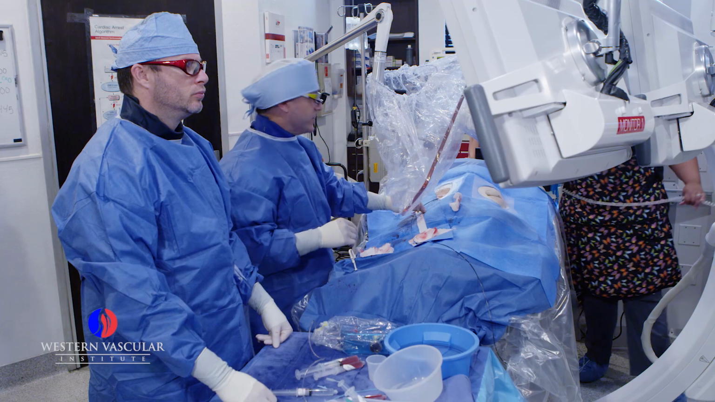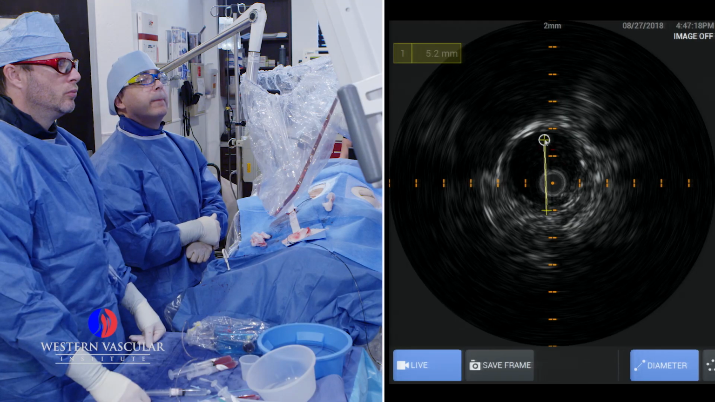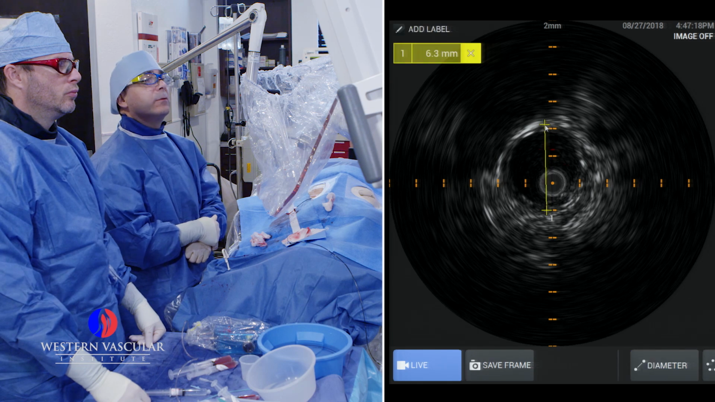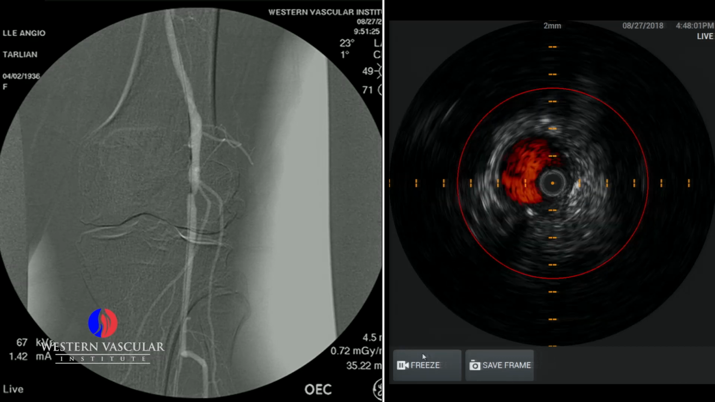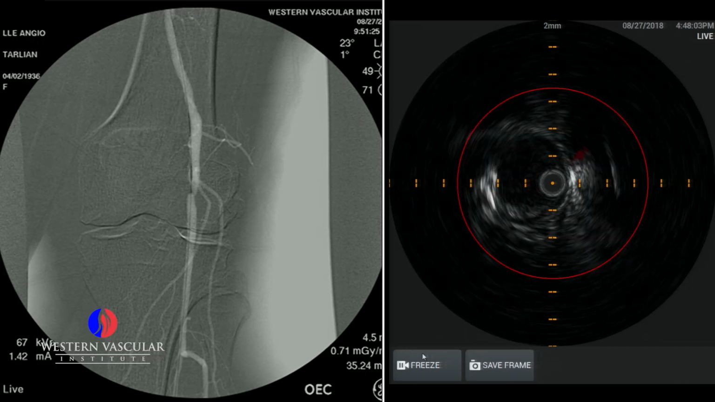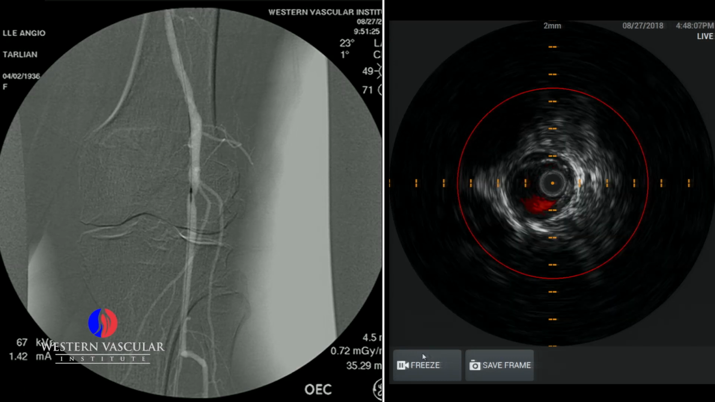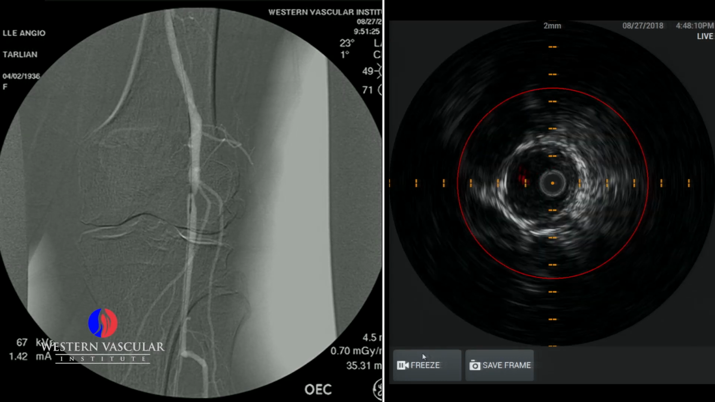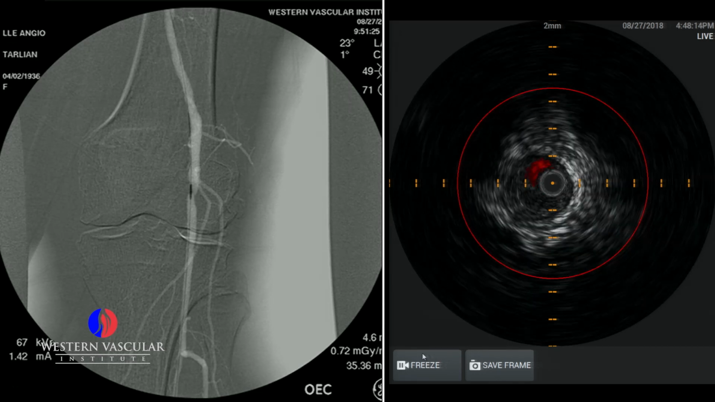Can you freeze that and measure the size of that vessel for me, please? Keep going, keep going, keep going, right there. So it's about a 6 millimeter vessel. Okay, go live now. And now you'll see on the ultrasound as we advance it through the narrowing, that there's a pretty severe narrowing.